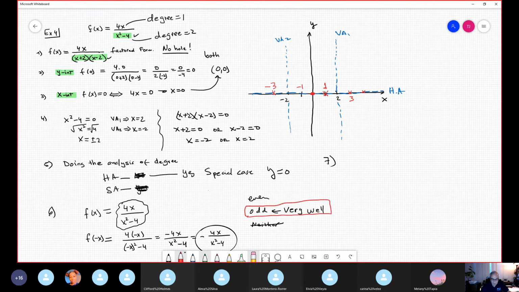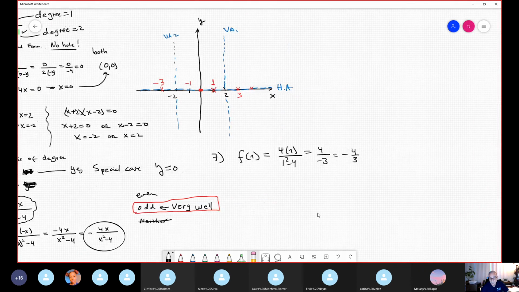Let's do it quickly. Look, you evaluate the function in 1. What function? The original. The original is 4 times 1 over 1 squared minus 4. 4 times 1 is 4. 1 squared is 1, minus 4 is minus 3. Is negative 4/3. If you want to see more clear, you put in a calculator, and you convert like a decimal. Yes, negative 1.3 repeated.